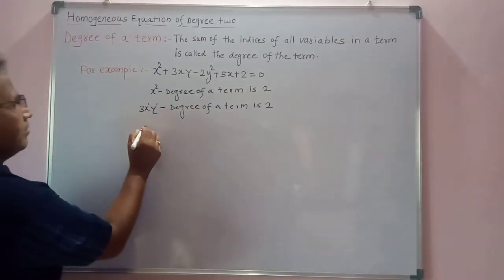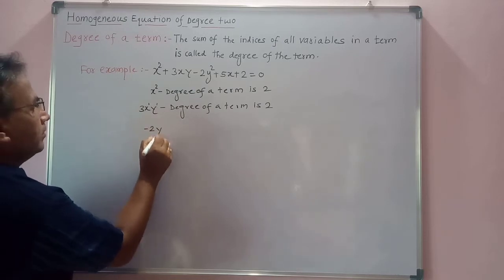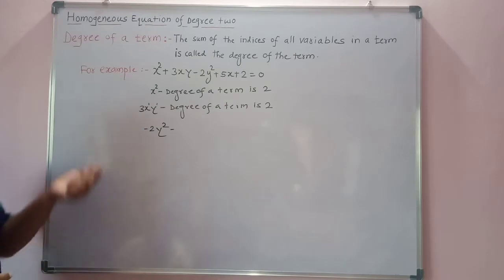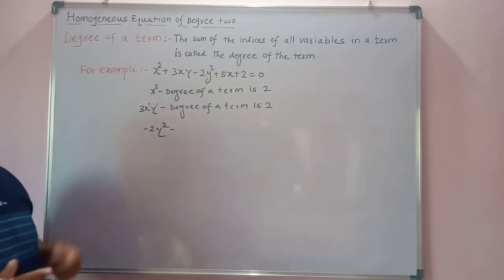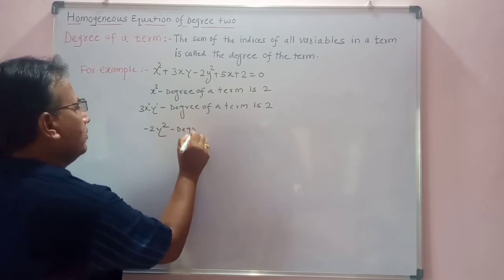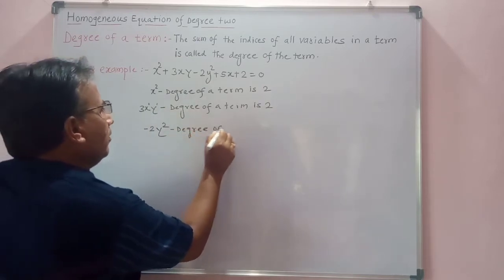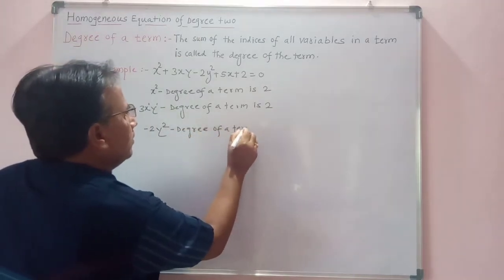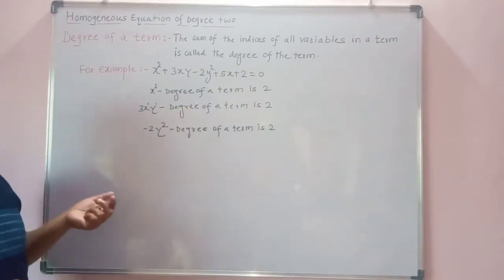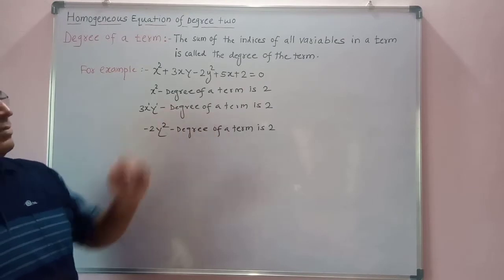And next is minus 2y square. What is the degree of the term? Minus 2y square, the variable is y. Y square means the degree of the term is 2.